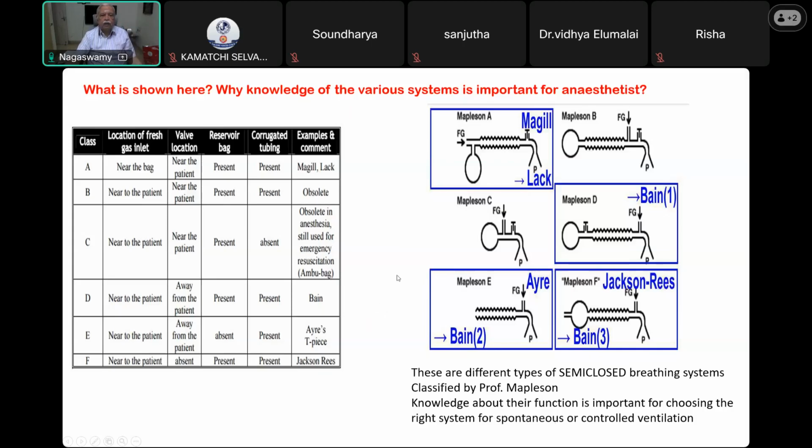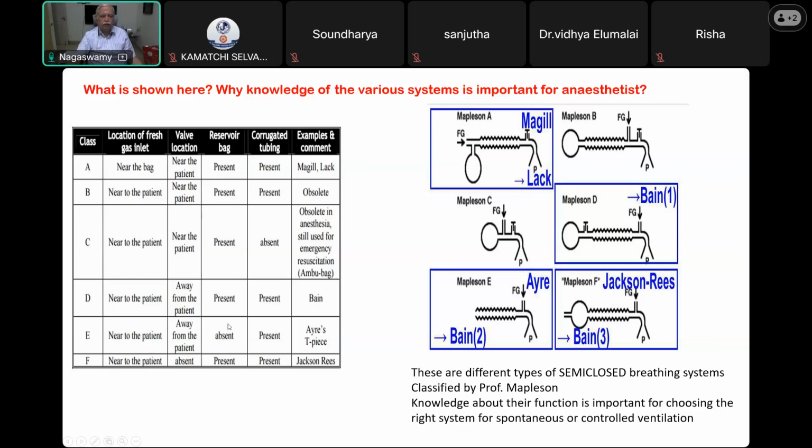So this is the difference between the location of the fresh gas inlet, which is very important to identify the advantages, and valve location. If there is a pressure releasing valve or pop-off valve, where should it be located, and whether they have a reservoir bag or not. The only circuit which does not have a reservoir bag is Mapleson E or Ayre's T-piece. That is the only circuit with no reservoir bag.